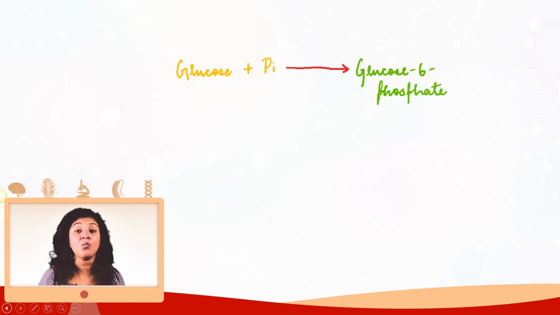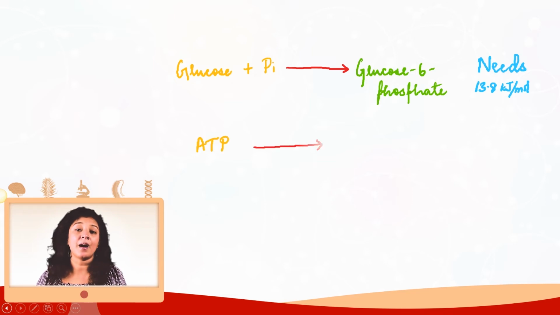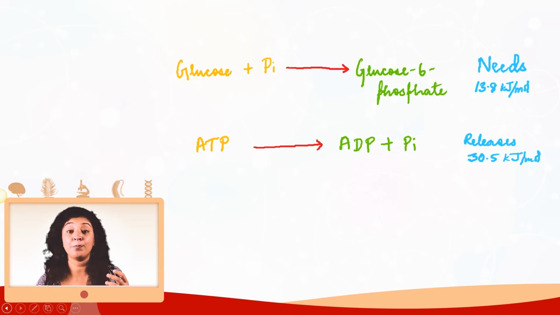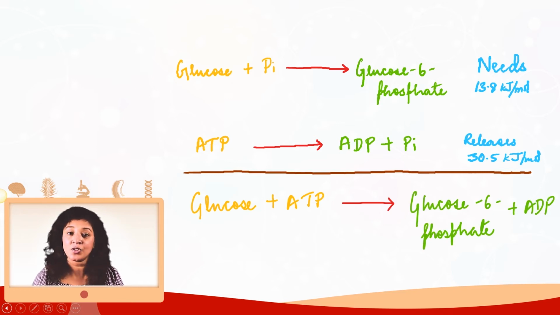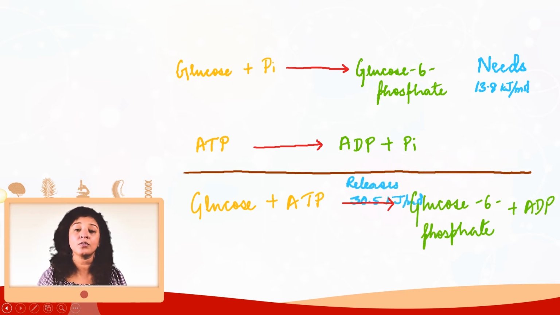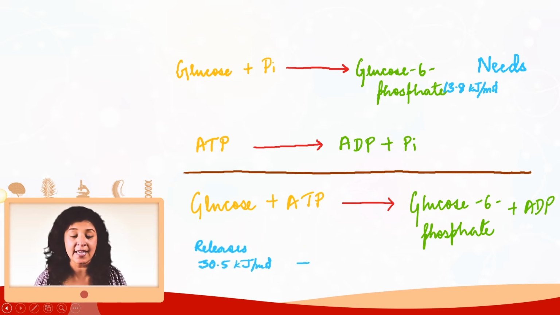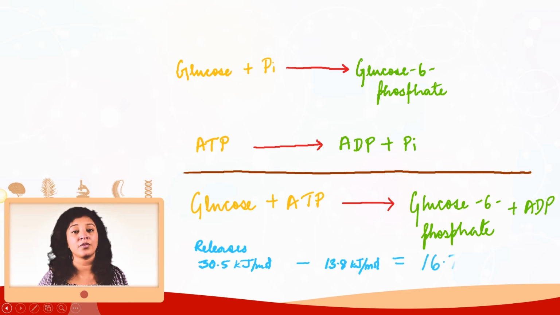For example, let's consider one of the fundamental reactions of the metabolic pathway, the phosphorylation of glucose to glucose 6-phosphate. This is the first step of glycolysis, and it is an energy requiring reaction. It requires 13.8 kilojoules of energy. But this reaction can be made feasible by coupling it to ATP hydrolysis. When ATP breaks down to ADP and a phosphate group, it releases lots of energy, about 30.5 kilojoules of energy. So by coupling these two reactions, the resulting reaction will be an exergonic one, and that releases about 30.5 minus 13.8, that is about 16.7 kilojoules of energy.